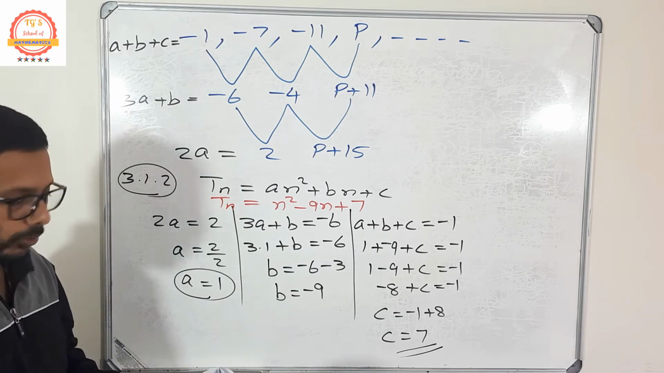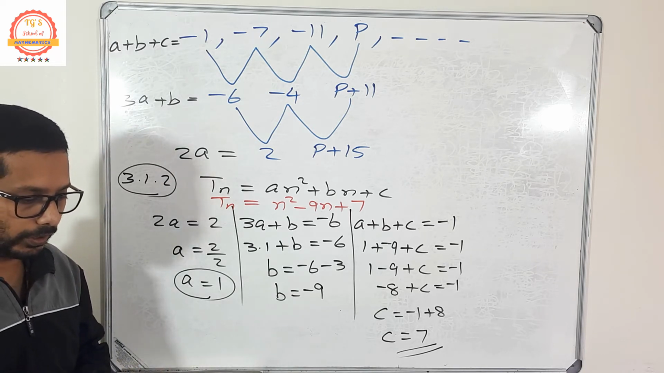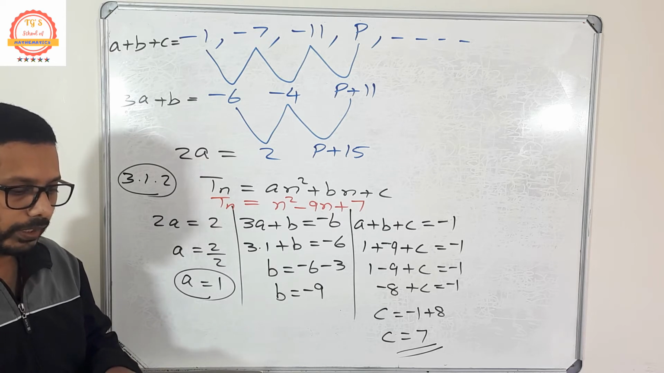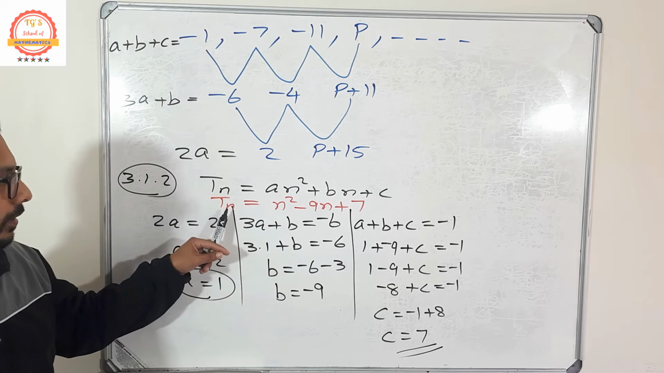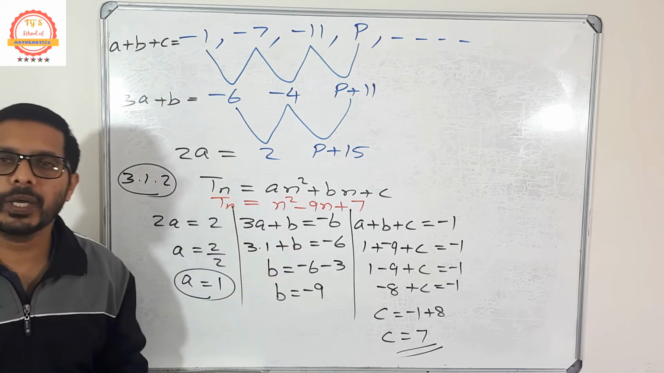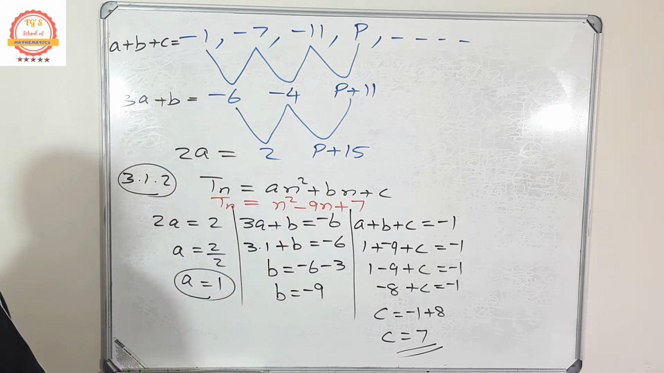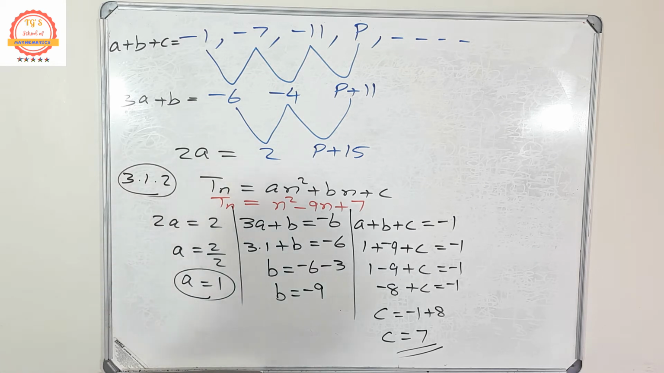Look at the question once more. 3.1.2. What was the question? You have to find the nth term of the sequence. So what is the nth term of the sequence? Tn is equal to n square minus 9n plus 7. Okay. Now let's go to the next question. Question number 3.1.3.